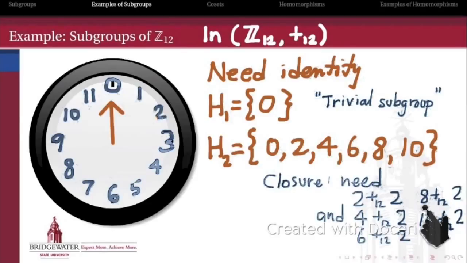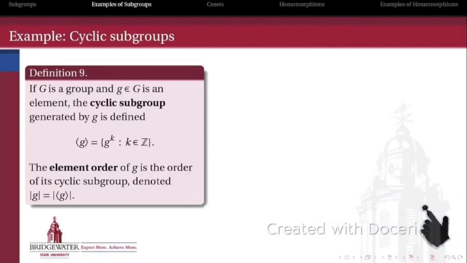We can also verify that it satisfies the inverse property, that namely for every one of these elements, 0, 2, 4, 6, 8, 10, its additive inverse also belongs to this subset. For instance, the additive inverse of 4 is 8, and both of those belong to this subset. So that does in fact make this collection into a subgroup. In fact, it's something a little more.